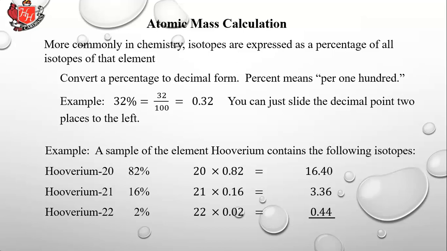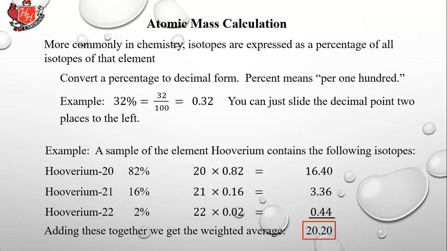21, same thing, 16%. So 21 times 0.16 is 3.36. And 22 times 2% is 22 times 0.02. Don't forget that 0 after the decimal point. It's not 0.2, it's 0.02. You multiply that, you get 0.44. Now you simply add those numbers together, and you get 20.20. So that would be the atomic mass of Huvarium, of all of the different isotopes averaged together.